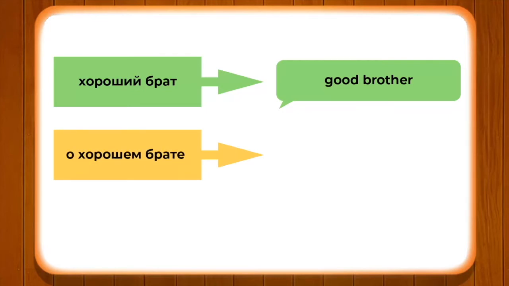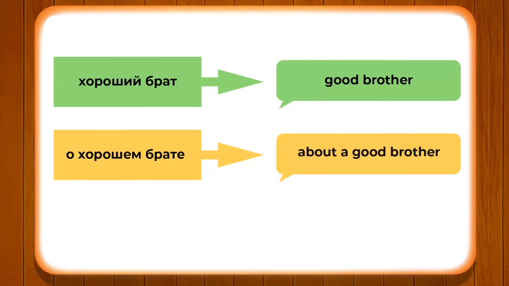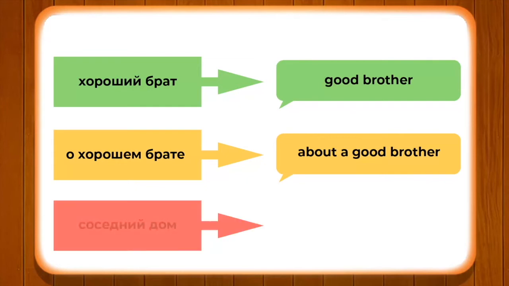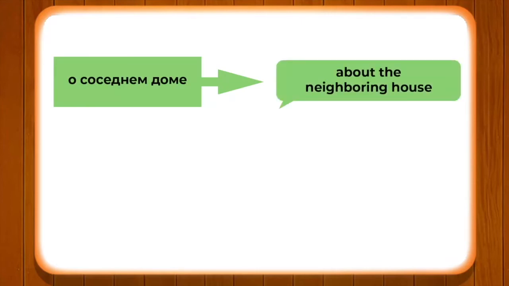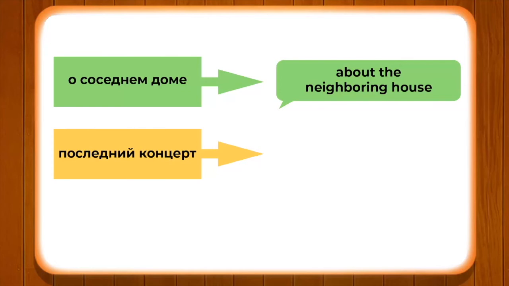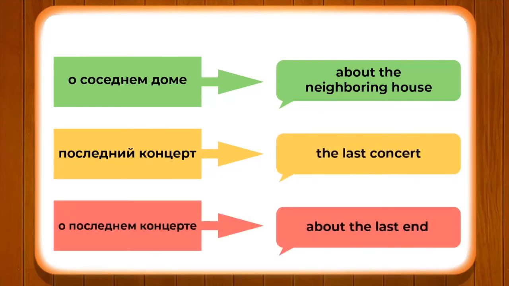Он говорит о хорошем брате. About whom he is talking? He is talking about good brother. О хорошем брате. Соседний дом, neighboring house. О соседнем доме, about neighboring house. Последний концерт, the last concert. О последнем концерте. So, here you can see that instead of ом, it has been changed into ем.